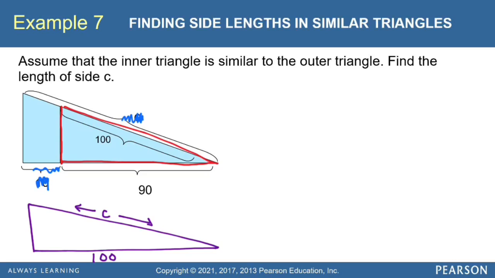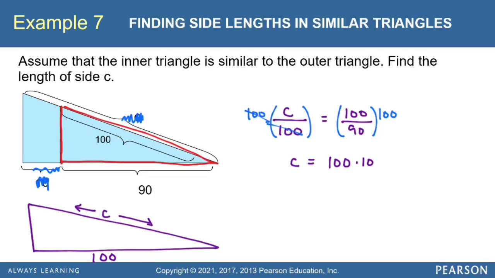Okay, so how can we write our first ratio? Well, we could choose to say C over 100. Remember, it's always a good idea to put your unknown value in the top of one of your ratios. So we'll say C over 100, and that means that the other ratio is going to have to be set up as 100 over 90. So we have C over 100 equals 100 over 90, and now we want to isolate the C, so we'll multiply both sides by 100. The 100s will divide out from the left side, and we'll have C equals 100 times 100 over 90.